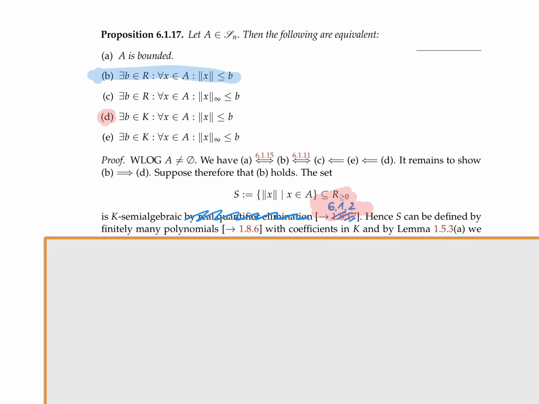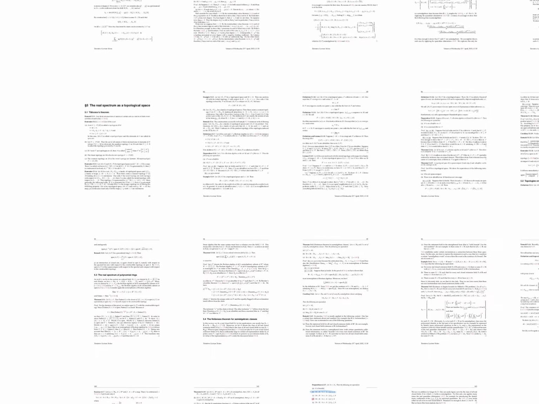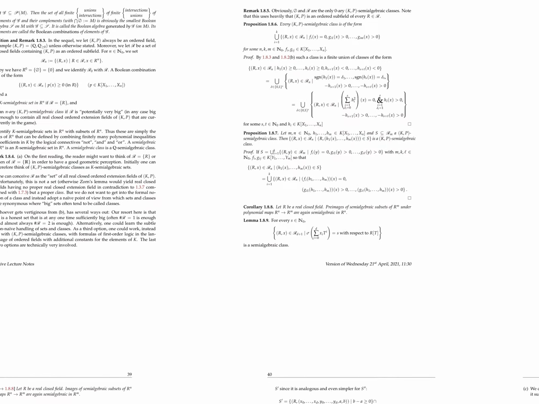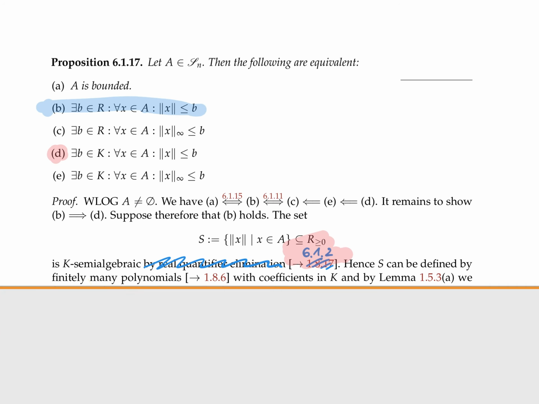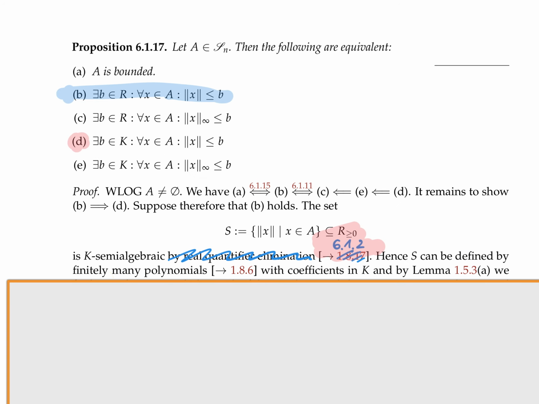So, because you know it's a subset, it can be defined in such a way where only finitely many polynomials are involved, and whether a point lies in it or not depends just on the signs of these polynomials at this point. And important, these polynomials have coefficients in K.